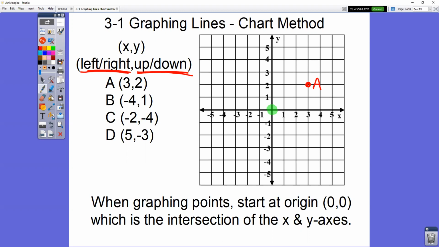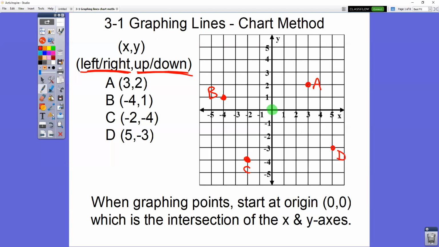(-4, 1). Starting in the middle, over to -4, up to +1. This is where B would be. (-2, -4). Starting in the middle, over to -2, down to -4. That's where C would be. And (5, -3). Over to 5, down to -3. So that's where D would be.